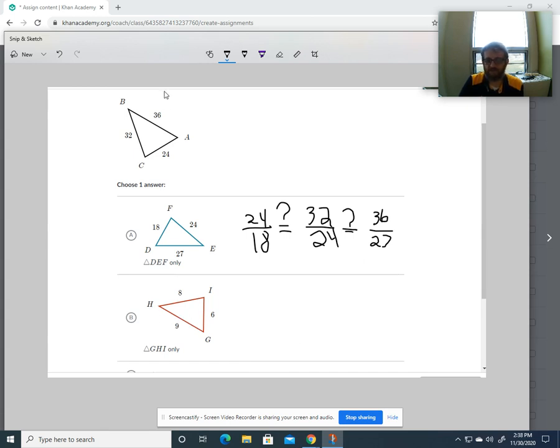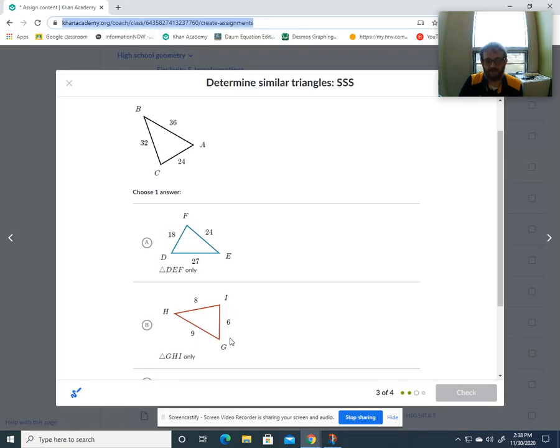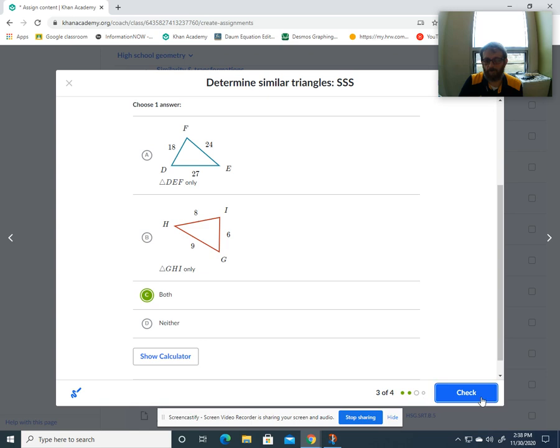And really what you'll notice is, instead of reducing a fraction, this one's even easier. 6 times 4 is 24. 8 times 4 is 32. 9 times 4 is 36. So in this case, it is definitely both.